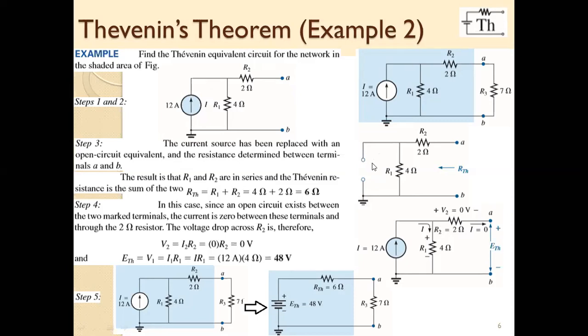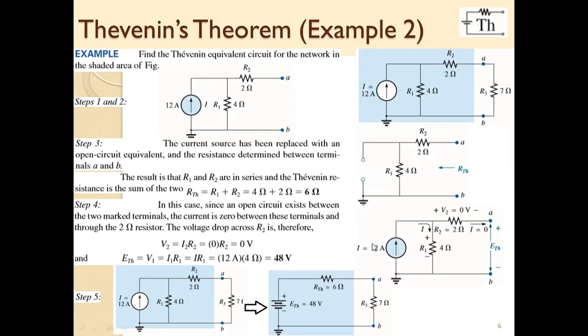So if we replace this current source by open circuit, then we calculate the resistance from A to B, which is called the RTH. Now from A to B are two resistors which are in series, because we replaced this source by open circuit. So this is just 4 plus 2, which is equal to 6 ohm. So 6 ohm is the RTH. Step number 4: place the sources in their original position and then calculate the voltage from A to B.